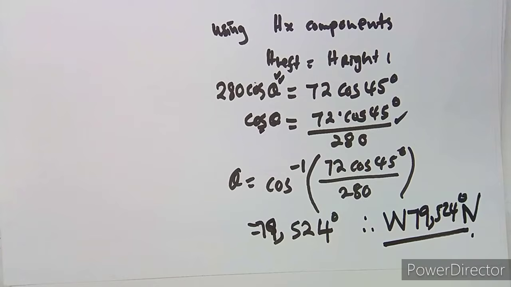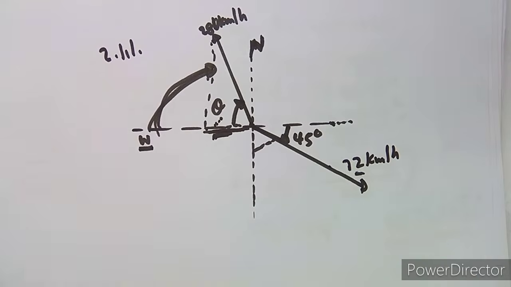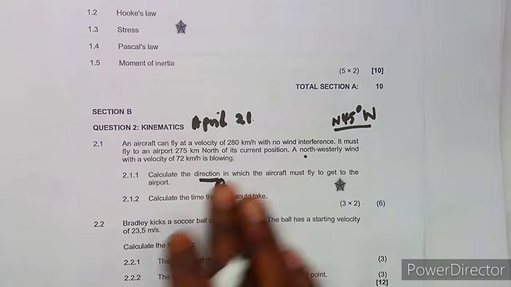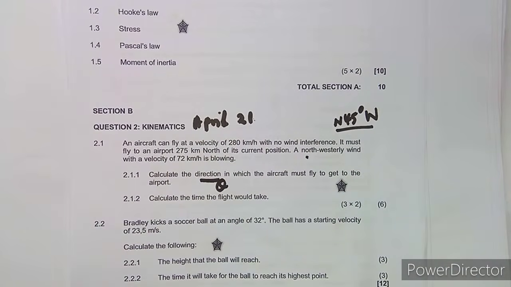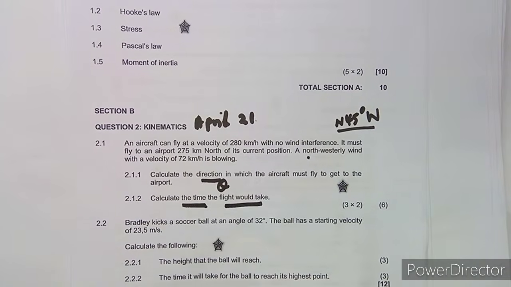So take note, guys, that the pilot must aim. So you just conclude that the pilot is going to aim this way. As we just wanted to result in, you can just conclude this with good grammar. Maybe you guys are used to much better English and grammar and so forth. Okay, then calculate the time the flight would take.